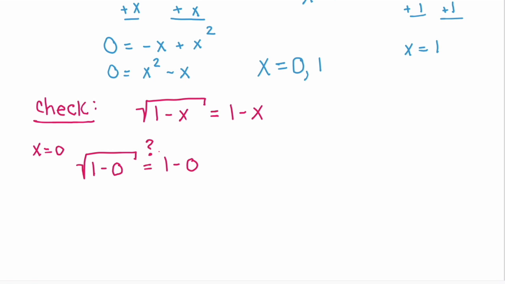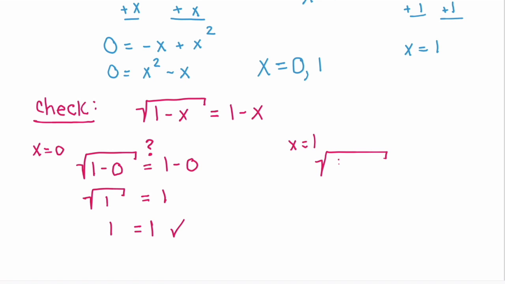And we're seeing, is this true? This is the square root of 1 equals 1. And the square root of 1 is 1, and 1 equals 1, so that checks. So x equals 0 is a possible solution. Now we'll check x equals 1.